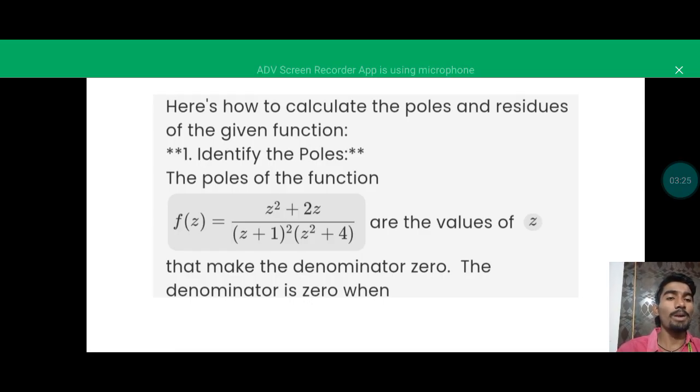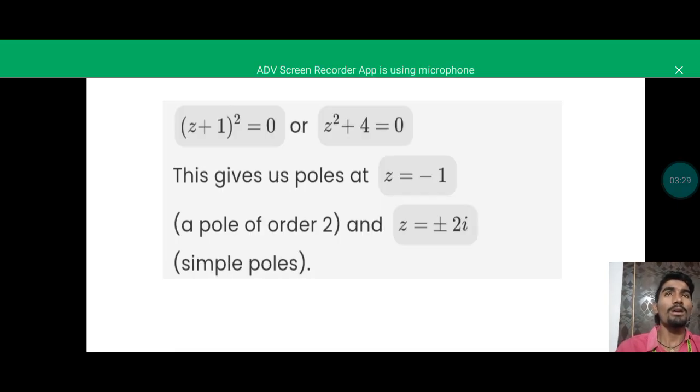that make the denominator 0. First of all, we will find the poles from the denominators of the given function. The denominators are (z plus 1) whole square and z square plus 4. We set each denominator equal to 0. The first denominator is z plus 1 whole square equals 0.